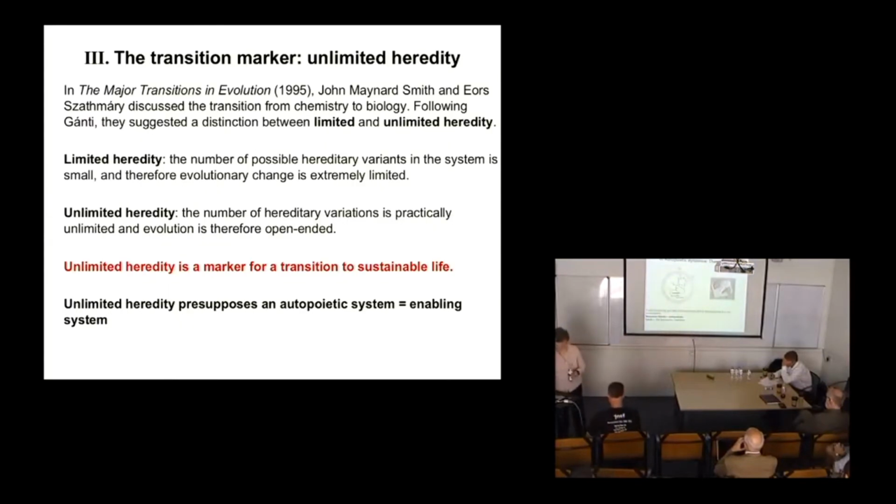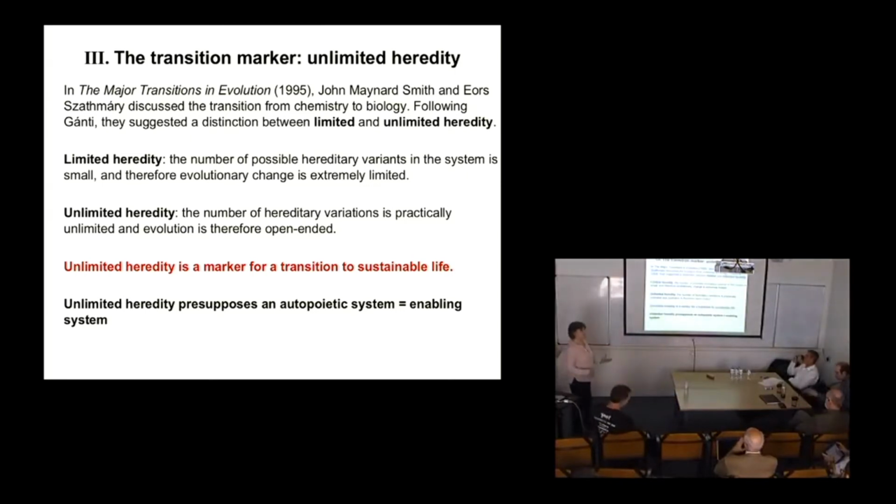Now, what is unlimited heredity, as Szathmáry, Maynard Smith and others call it? It is a system which has a huge number of hereditary variations, much, much greater than the number of environments that the system is likely to encounter, ever.